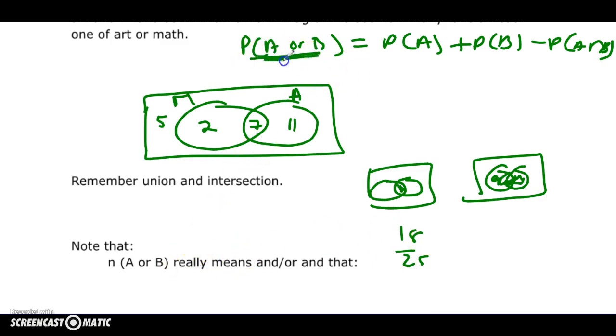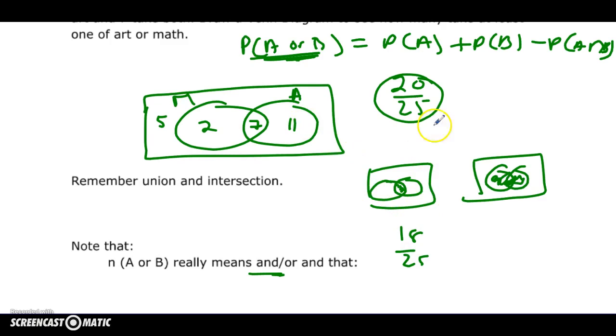The probability that someone takes math or art really means they take math and or art. Okay, so it's the people that take math alone, the people that take art alone, and the people that take both. So in total, we have 2 and 7 is 9 plus 11. That's 20 students. So we know that the answer is going to be 20 over 25. What's the probability that a student chosen at random takes math or art, or both, really, is what we're saying.